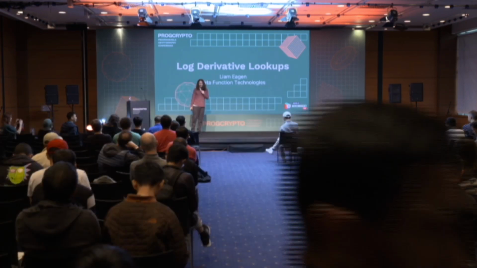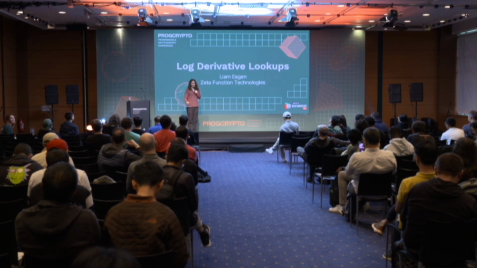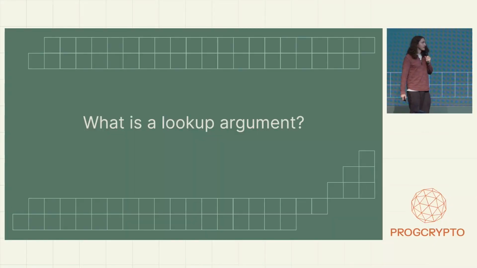I'm going to talk about log derivative lookups, including CQ and ProtoStar lookup, maybe, depending on how quickly it goes. Yeah, so just some motivation, I guess. You've probably all heard of lookup arguments. What are they? Why do we care about them?